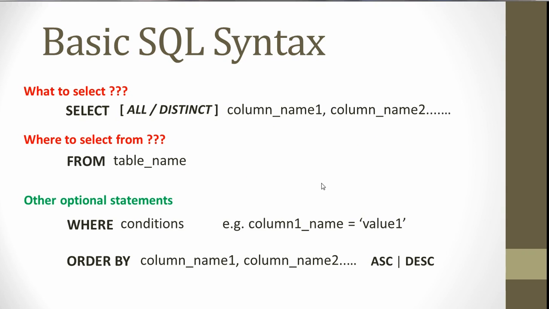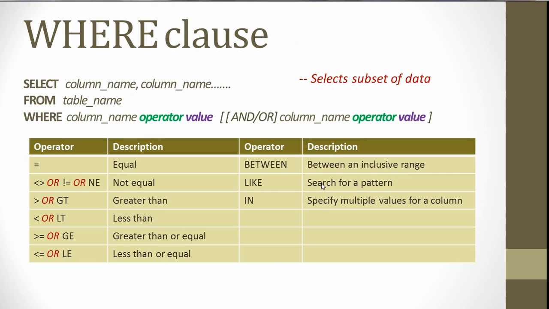In the introductory class, we looked at the basic SQL syntax where we had the select, from, where and order by conditions. And in the where clause, we looked at how it selects a subset of the data. Now the where condition has a column name, operator and a value. And if you have multiple such conditions, then they are separated by words like and, or. Now all these operators, equal, not equal, between, like, etc., are actually called comparison operators.